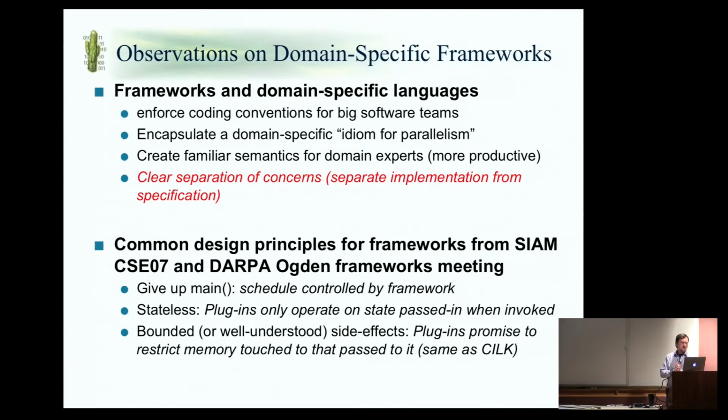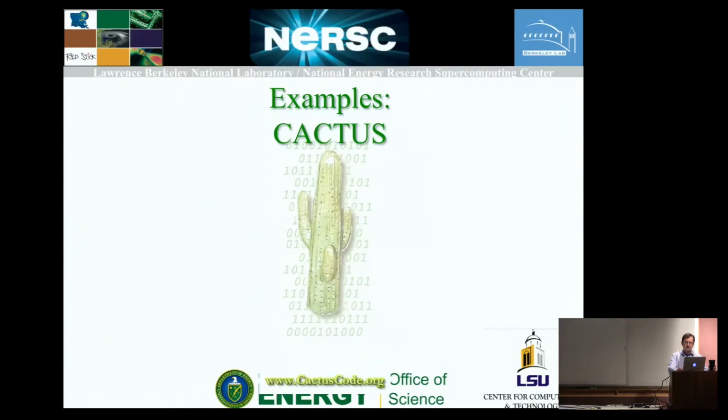Last but not least, they enforce coding conventions and encapsulate a domain-specific idiom for parallelism. The death of any framework is to try to become too general. A framework that is too general becomes damn near impossible to use, so they tend to be developed around a particular set of problems that have a consistent set of needs. And this is just reiterating some stuff that I said earlier. All right, so let's get into an example.